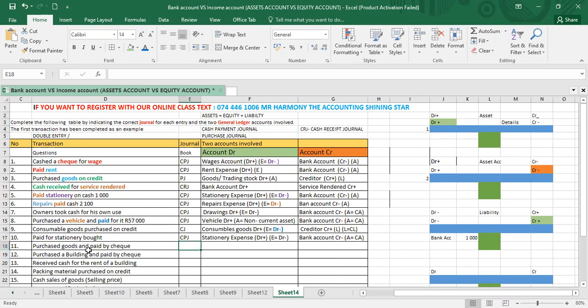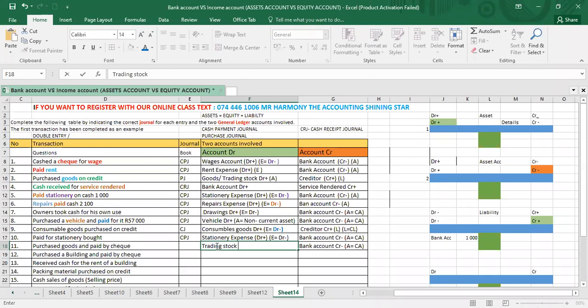Right. Purchase goods and paid by check. Can you see? Every time when you see paid, you remember that the bank account will be affected because money is leaving your business bank account. Right, bank will be credited, and we know that bank is an asset, specifically a current asset. Right, what is it that you are paying for? Purchase goods and paid by check. You are purchasing what? Goods. Right, means that it's trading stock. Or if you don't want to say trading stock, you can also say merchandise. If you don't want to say merchandise, you can also say stock of your business.